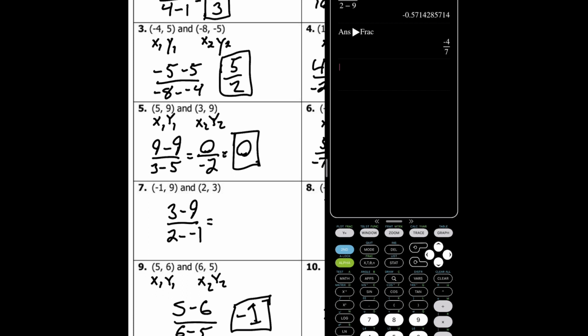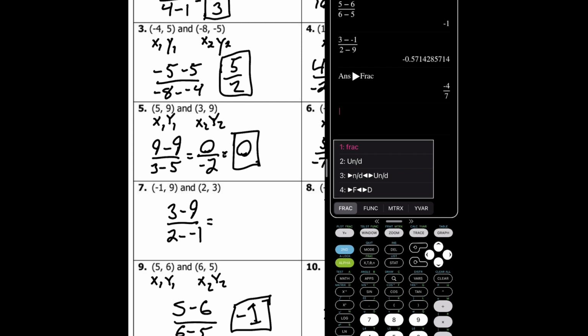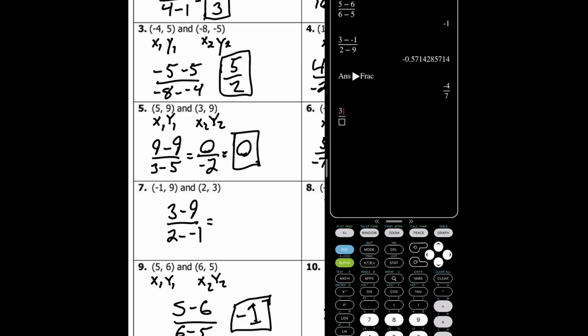Something felt off on it when I was looking at it. I said, it doesn't seem like a good fraction. All these decimal points over here on the calculator felt weird. So I wanted to look at it again. Let's put it back in the calculator here. Alpha y equals, enter, 3 minus 9 divided by, arrow down, 2 minus negative 1 equals negative 2. That feels better.